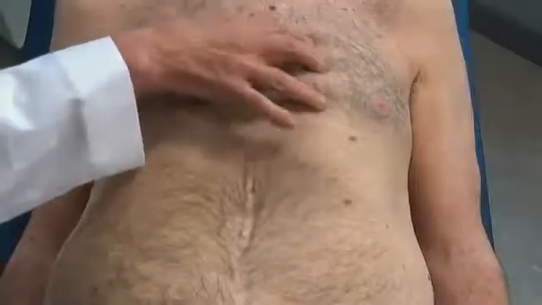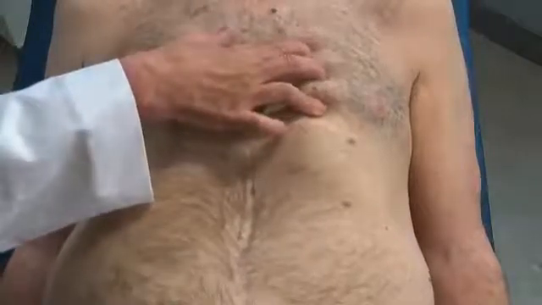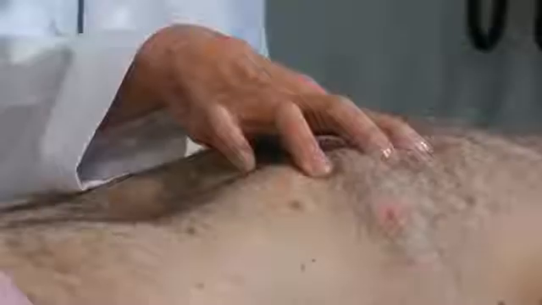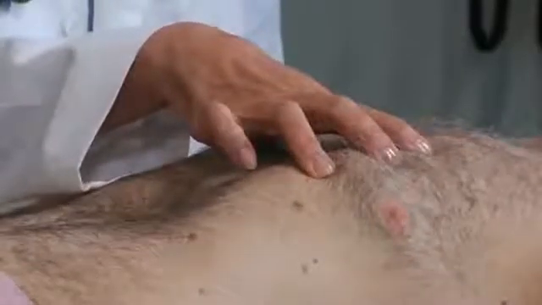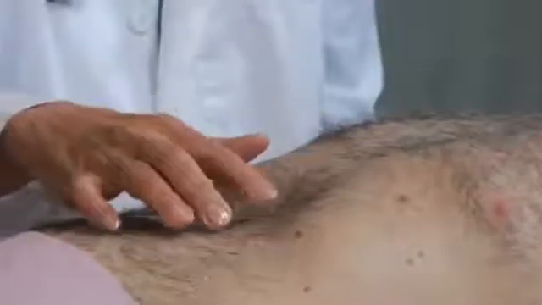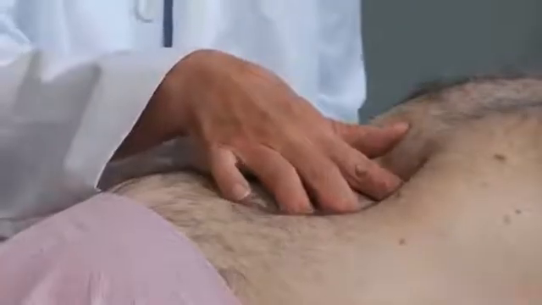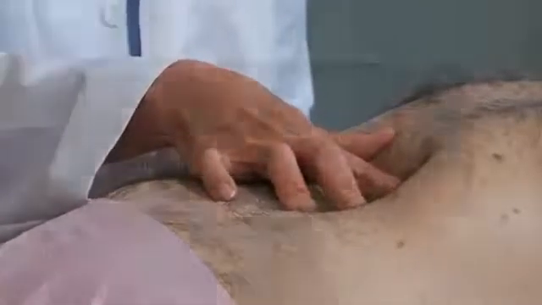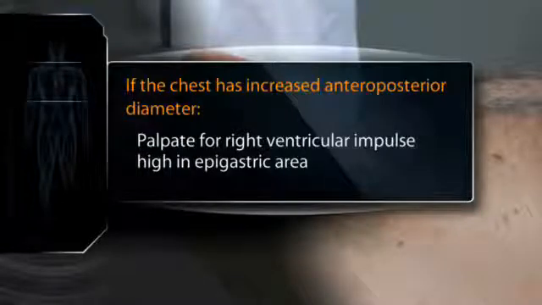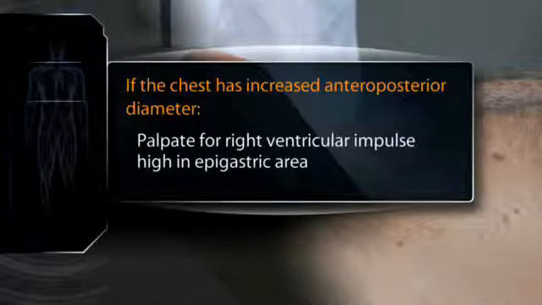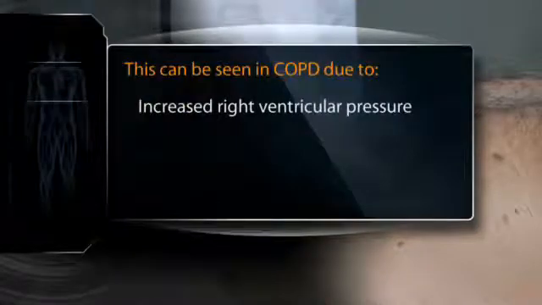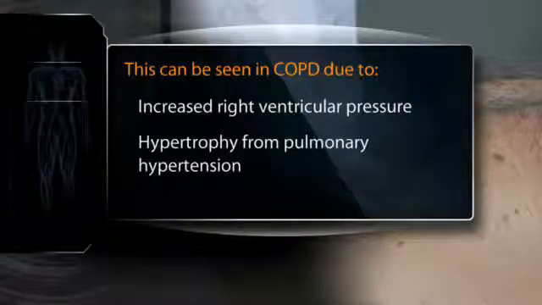Next, feel for a right ventricular impulse at the lower left sternal border. While keeping one finger in the third interspace, place additional fingertips in the fourth and fifth interspaces. Then, feel for the right ventricular impulse in the epigastric or subxiphoid area. And I'd like you to take a breath in. If the patient's chest has an increased anteroposterior diameter, palpate for the right ventricular impulse high in the epigastric area, where it may be easier to feel. This can be seen in COPD due to increased right ventricular pressure and hypertrophy from pulmonary hypertension.